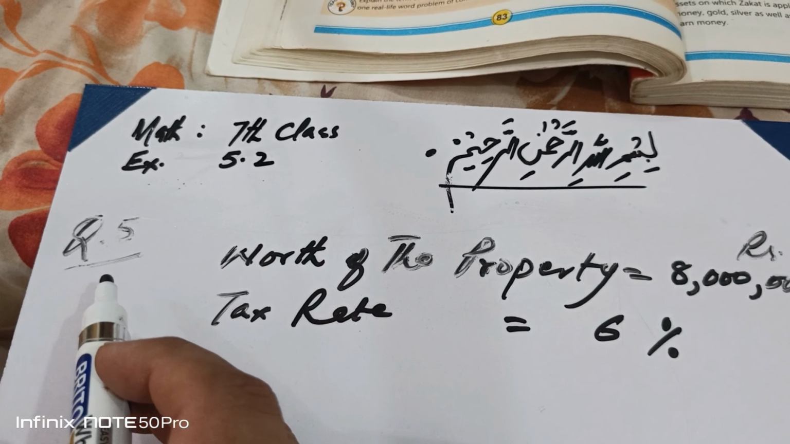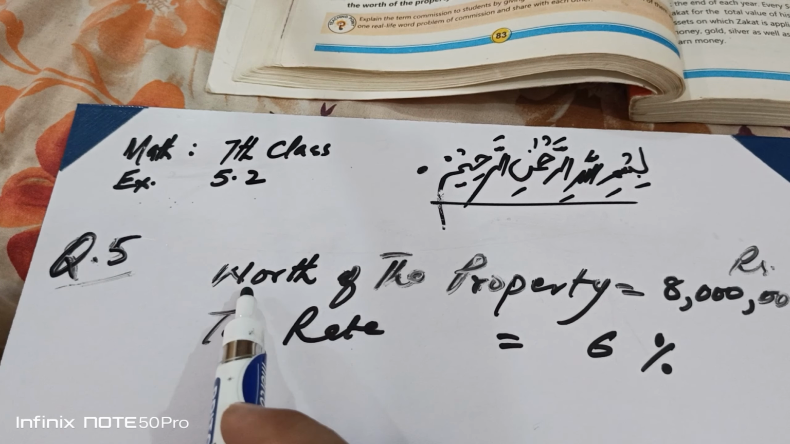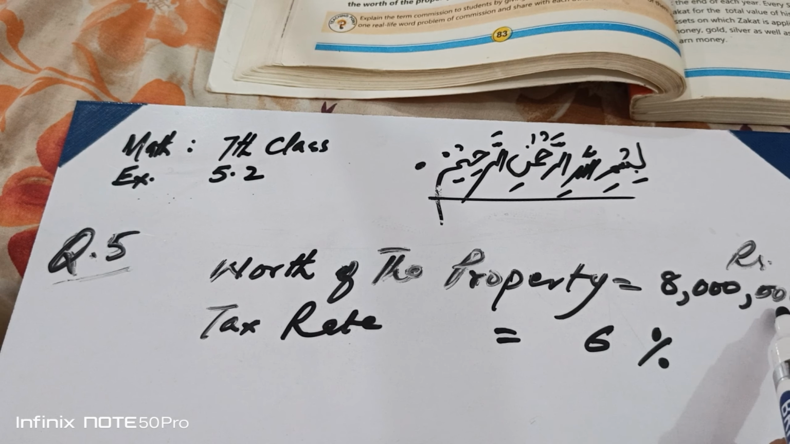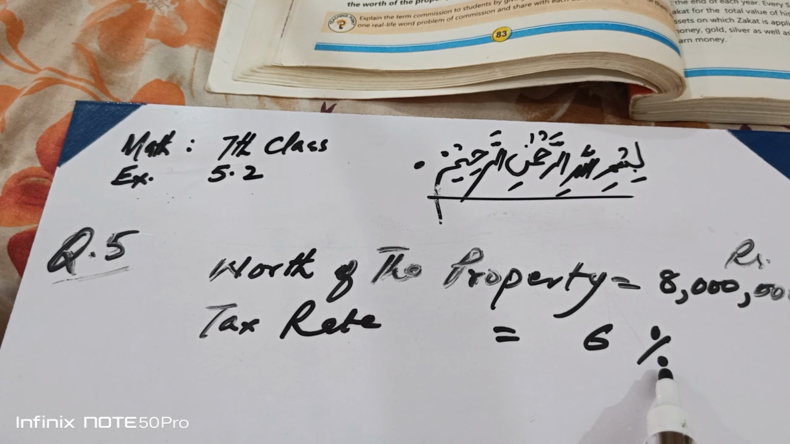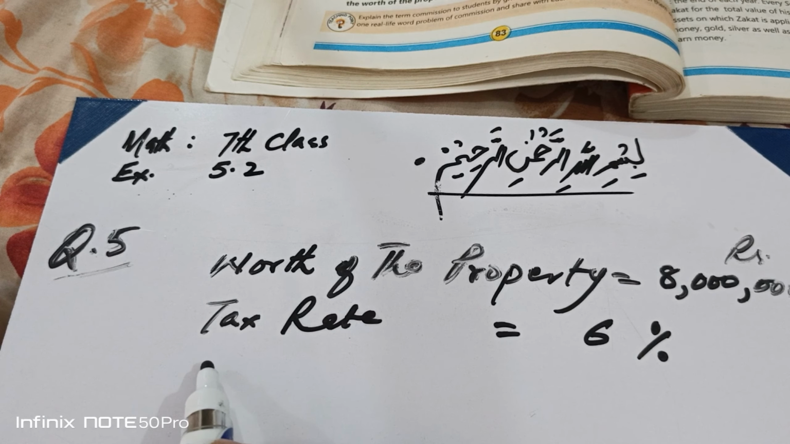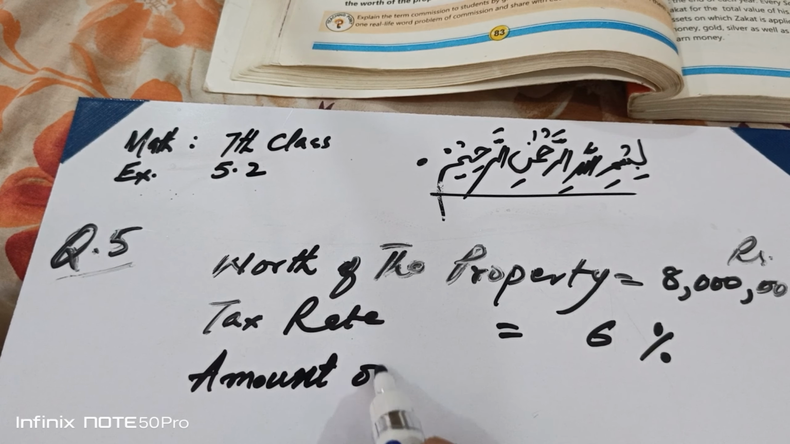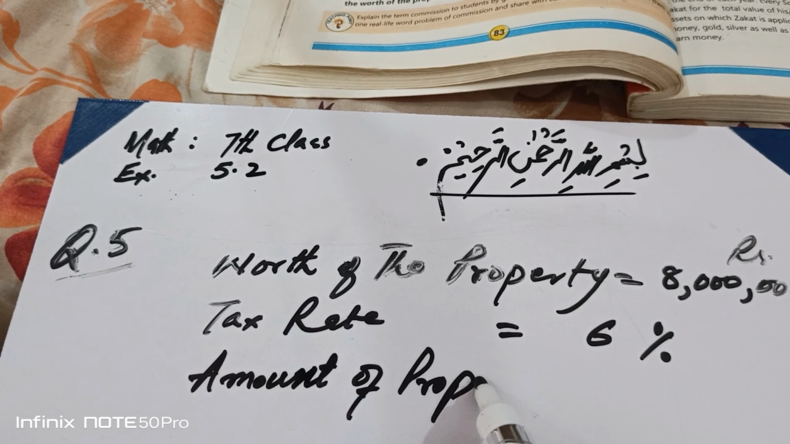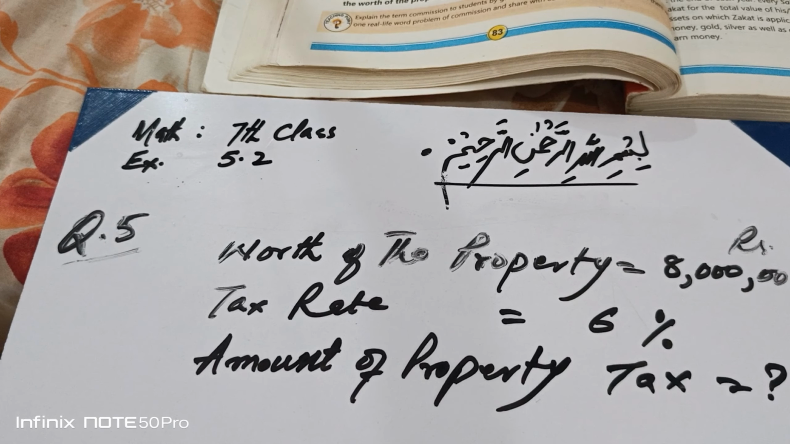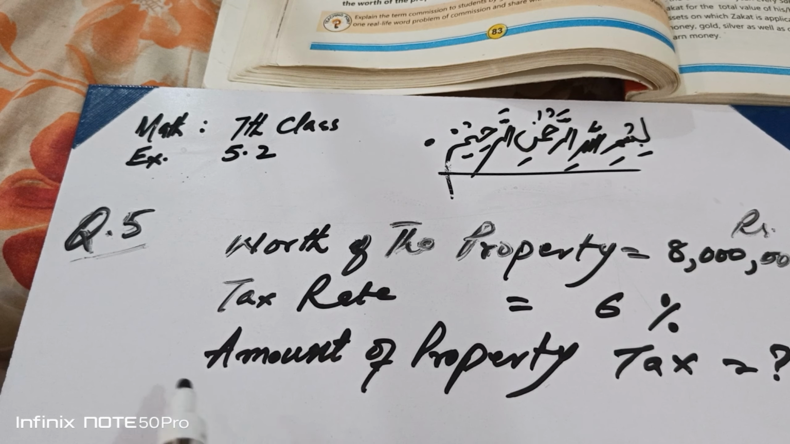I have already written the data of this question number 5. The worth of the property is rupees 8 million, and the tax rate is 6%. We have to find the amount of property tax, and we know the formula of the property tax.